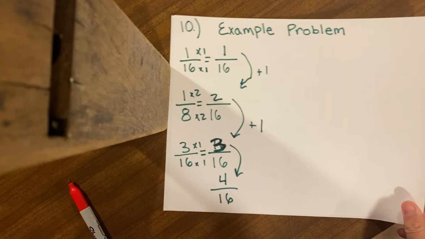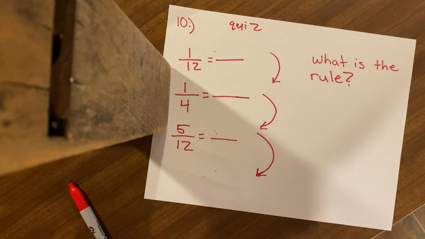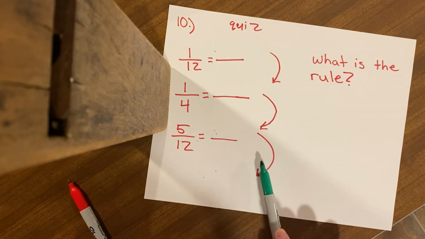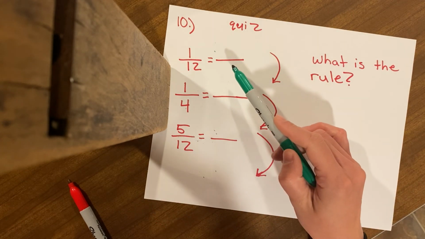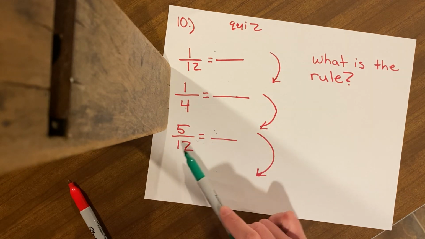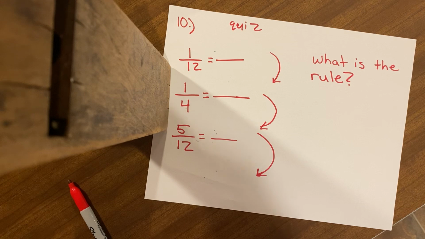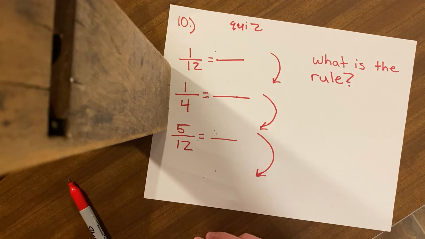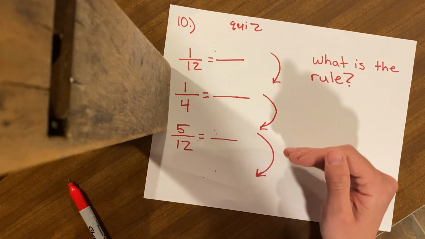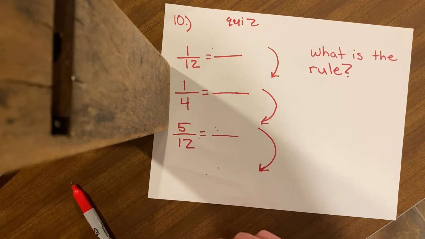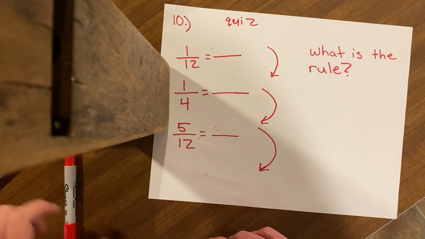Okay, let's look at problem number 10 on our quiz. You're looking to find out what is the rule between them. To start out, you're going to find out what the common denominator is for these numbers. After that, you find out your numerators. Whatever you do to the bottom, you do to the top, just like we did in the other problems. You find out your rule, and then you find out your next term in the sequence.